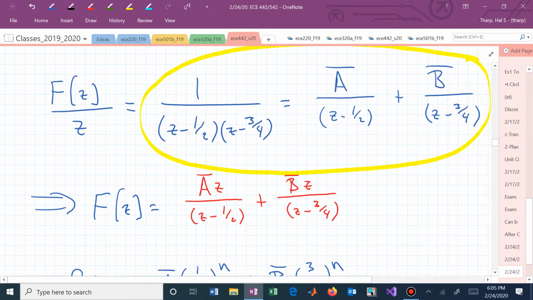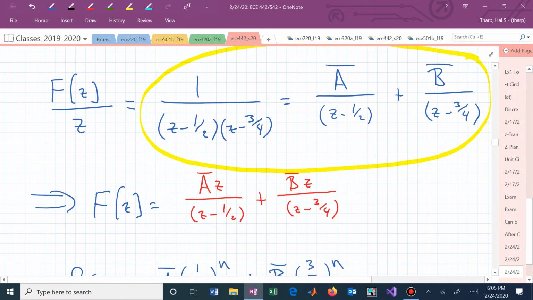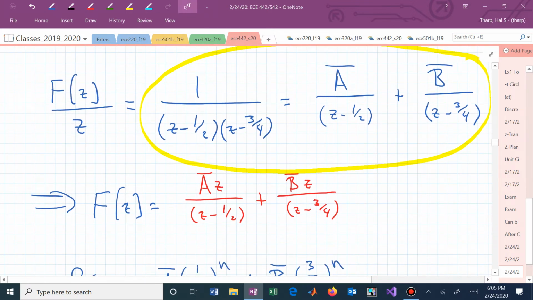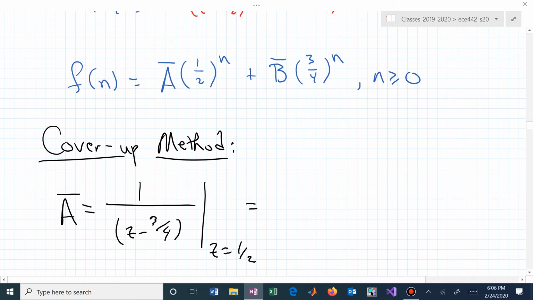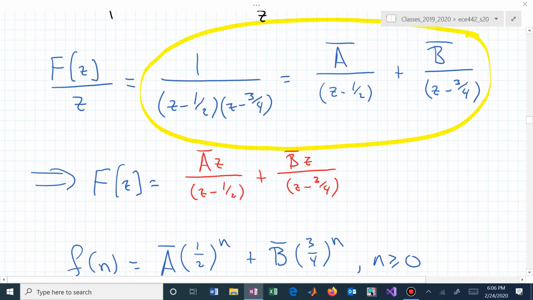That means we need to focus on doing our cover-up method based on F of z over z to begin with, and then we find our coefficients that we need to produce the time domain expression. For example, what's A bar? Well, now we go here and we say, oh, I need to cover up the z minus 1/2 factor and evaluate what's left when z is equal to 1/4.